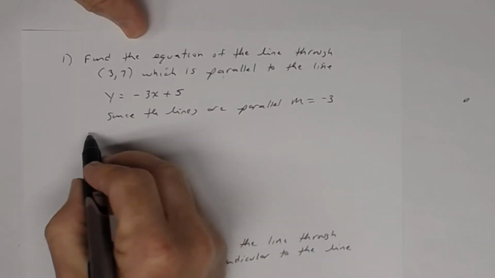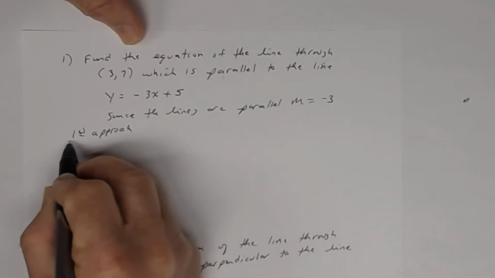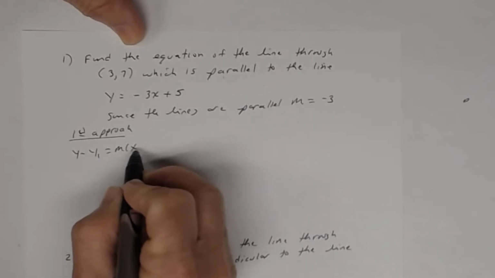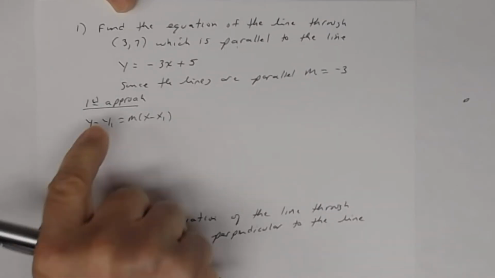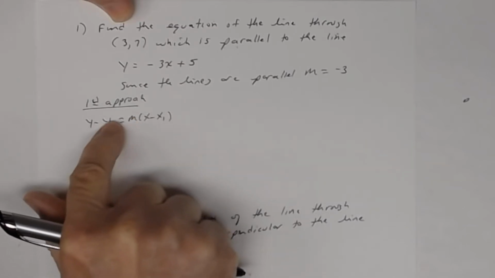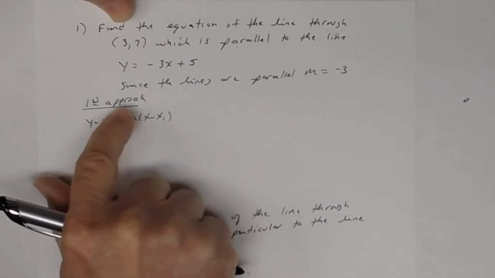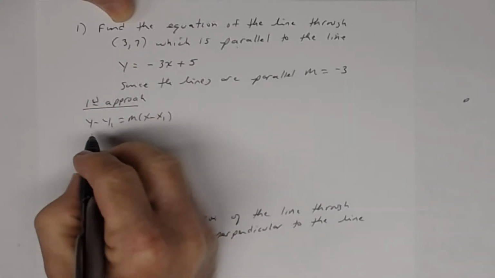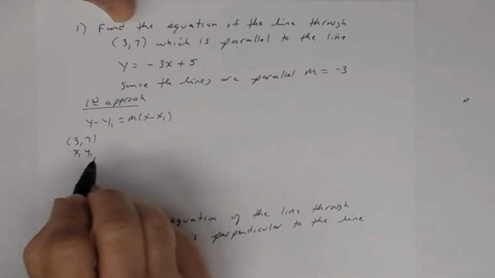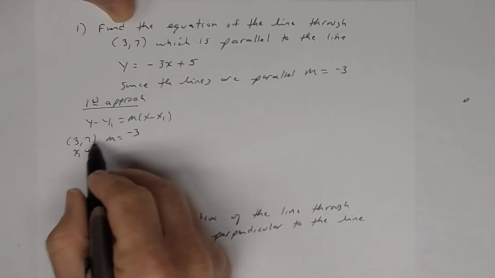All right. So the first approach is to use point slope form. y minus y1 equals the slope times x minus x1. Okay. So to find the equation of that line, you need to know a point on that line and its slope. And you do. So a point on that line is (3, 7). So we're going to call this x1, y1. And then the slope is -3 since they're parallel.